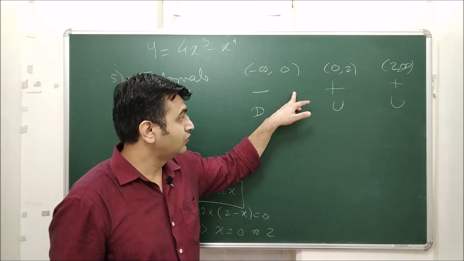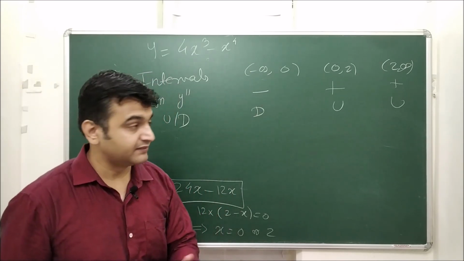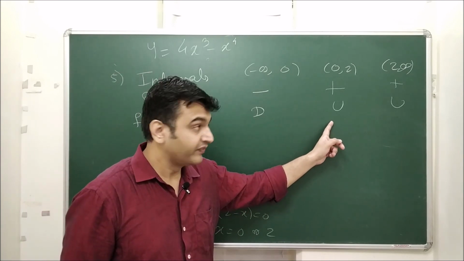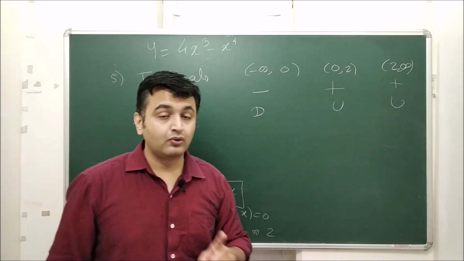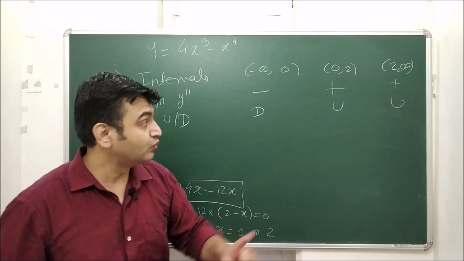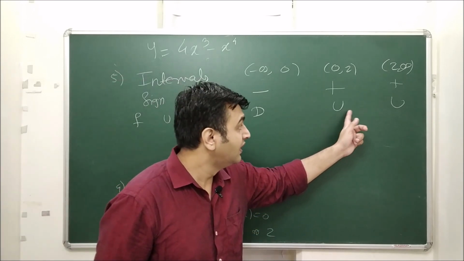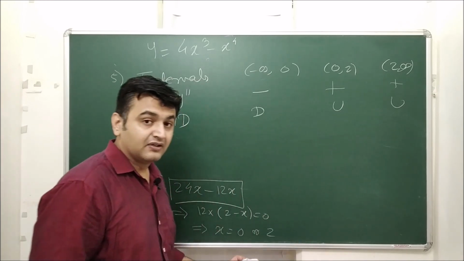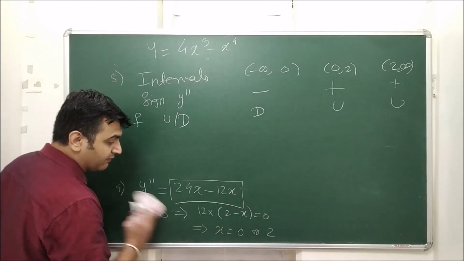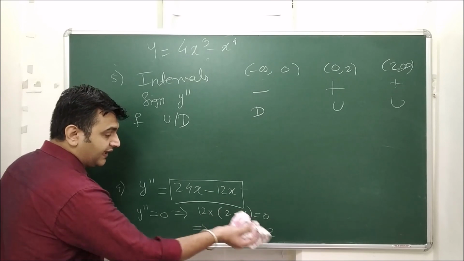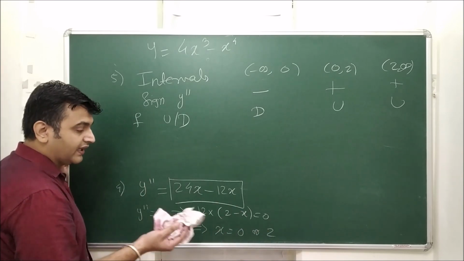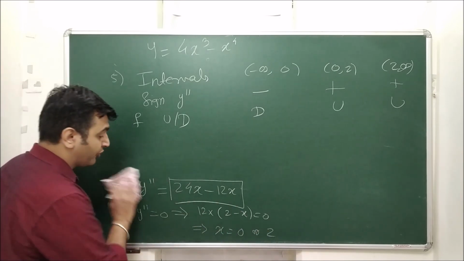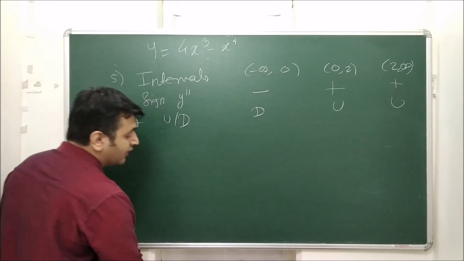So at 0, do I have an inflection point? Yes, because concavity is getting changed. At 2, do I have an inflection point? No, 2 is not an inflection point. Why? Because it is up and up, concavity is not changing. So that's why I said usually people have a habit, they simply do f double dash equal to 0 and they say that at 0 comma f of 0 and at 2 comma f of 2 we have inflection points. No, that's not the case.